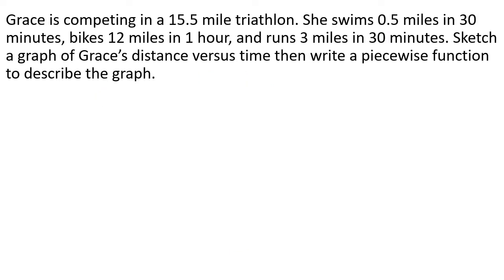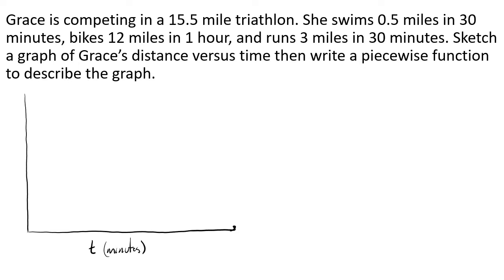Let's look at one example really quick of a piecewise function word problem. Grace is competing in a 15.5-mile triathlon. She swims 0.5 miles in 30 minutes, bikes 12 miles an hour, and runs 3 miles in 30 minutes. Okay, we're going to need to make a graph here. So set up our graph and label our axes. This is going to be time, in minutes, and then we're going to have distance in miles.